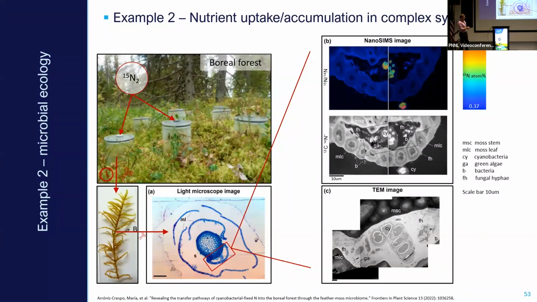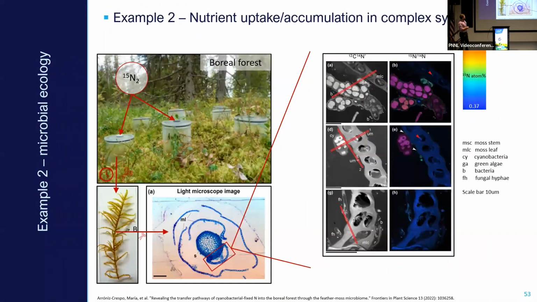Not exactly sure how. But what we found is that the cyanobacteria was in fact fixing the nitrogen, but then it seemed to be transferring this nitrogen out into some of the other microbiota, so into the bacterial cells here, so anything above blue basically. And even down into things like the fungal hyphae, which is an interesting way.